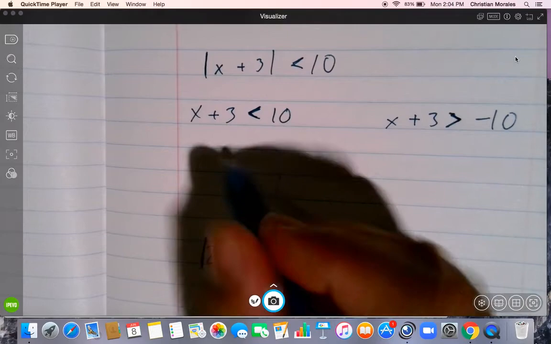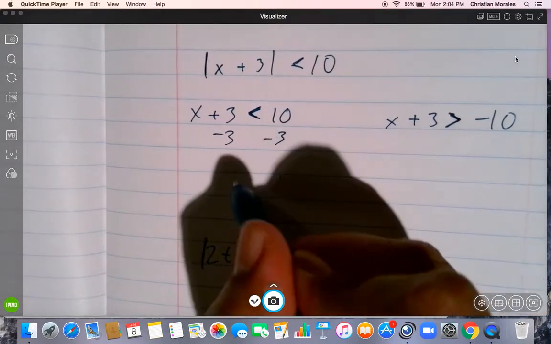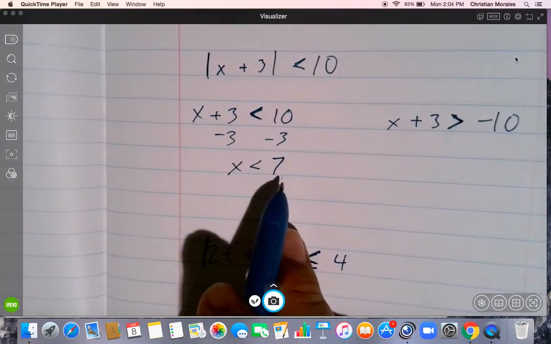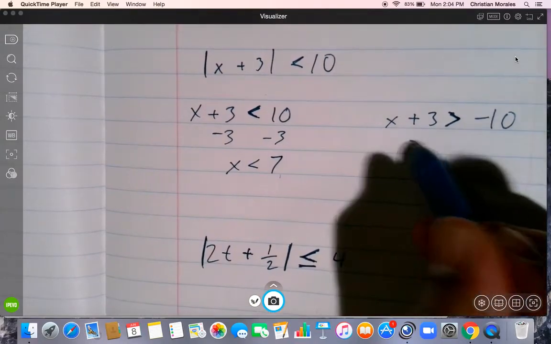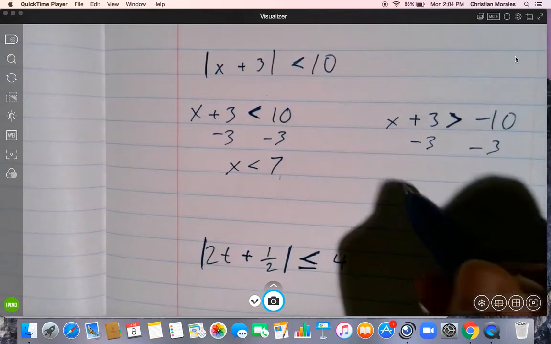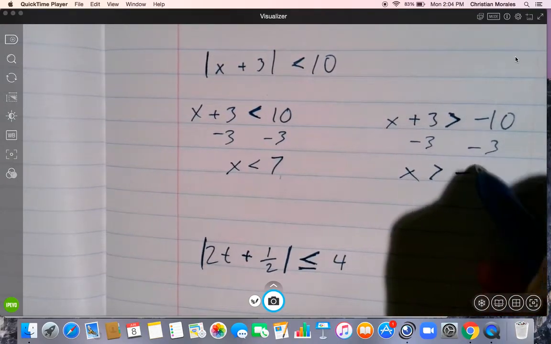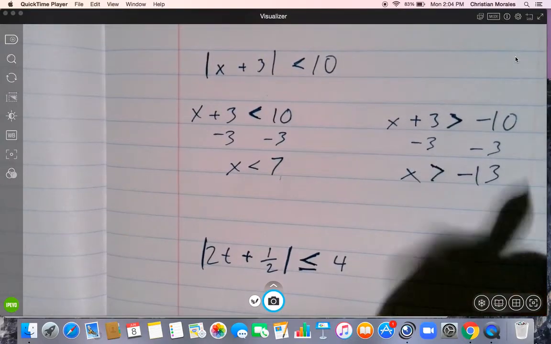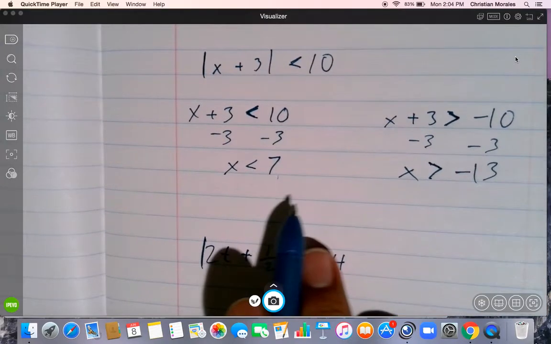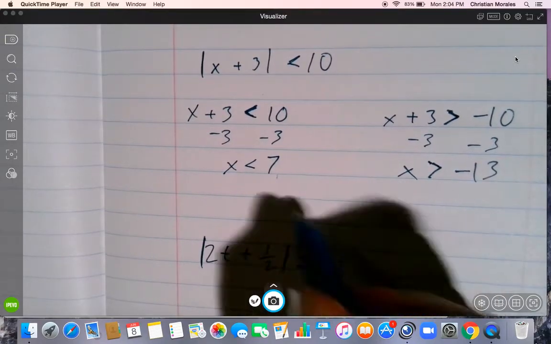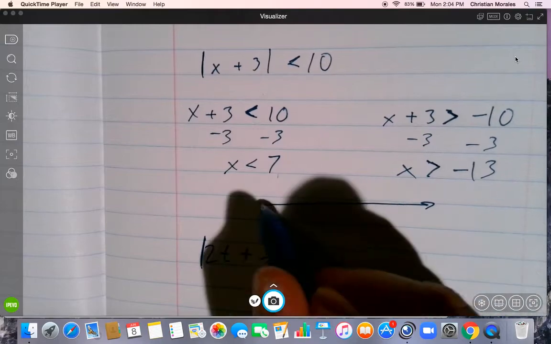So in this case, I subtract 3. I get x is less than 7. In this case, when I subtract 3, it won't be 7, because -10 minus 3 is -13. So you have two different answers. You have two distinct answers, and you can graph them as a compound inequality.